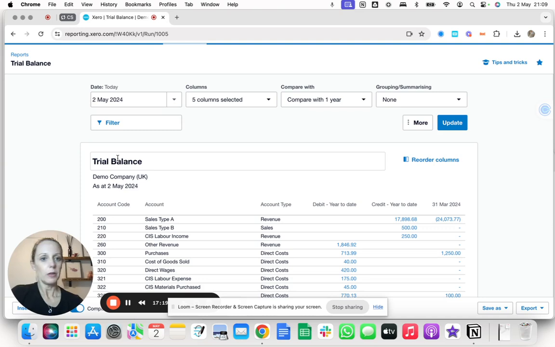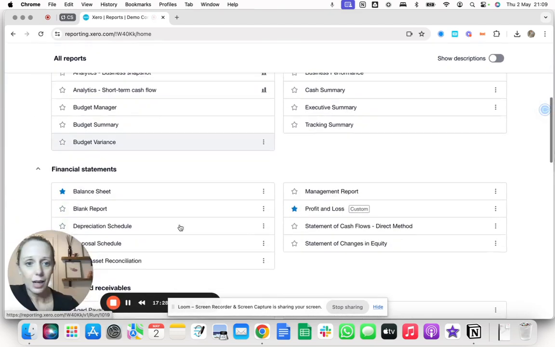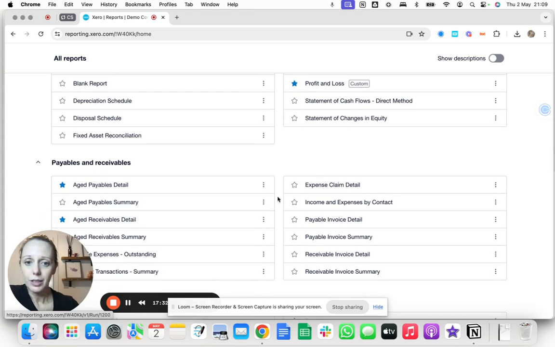So yeah, I've gone through the reports that I recommend you look at, but feel free to go through and look at them all, have a play, and just see what they show you. And if it's something that you're interested in seeing and you want to see it more regularly, then just pop a star in it so it's in your favourites and you can keep looking at it.